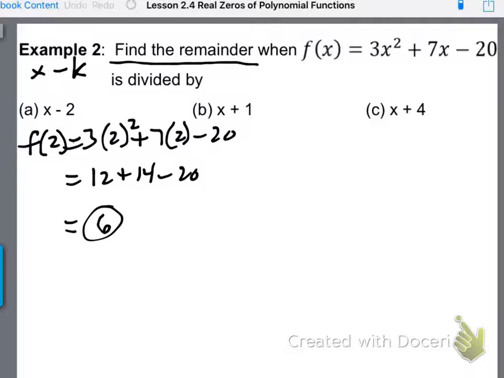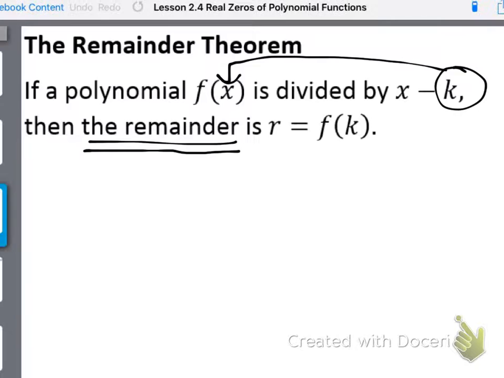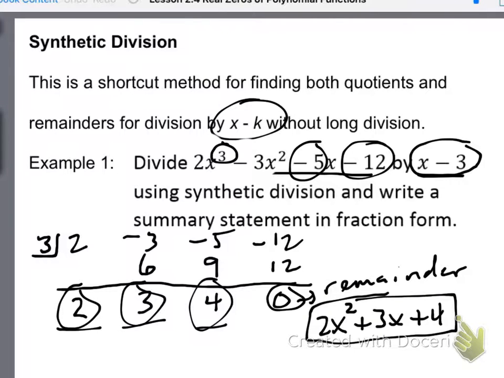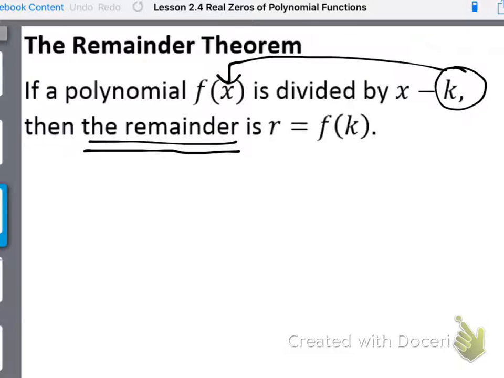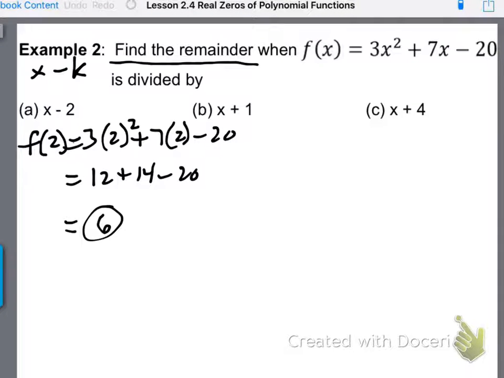So the remainder. In other words, if you go back to synthetic division, that last number when you do synthetic division is the remainder. That would be the last number if you did synthetic division. 6 would be the remainder, and that's all they want to know. They don't want to know what the function is, they just want to know what the remainder is going to be.